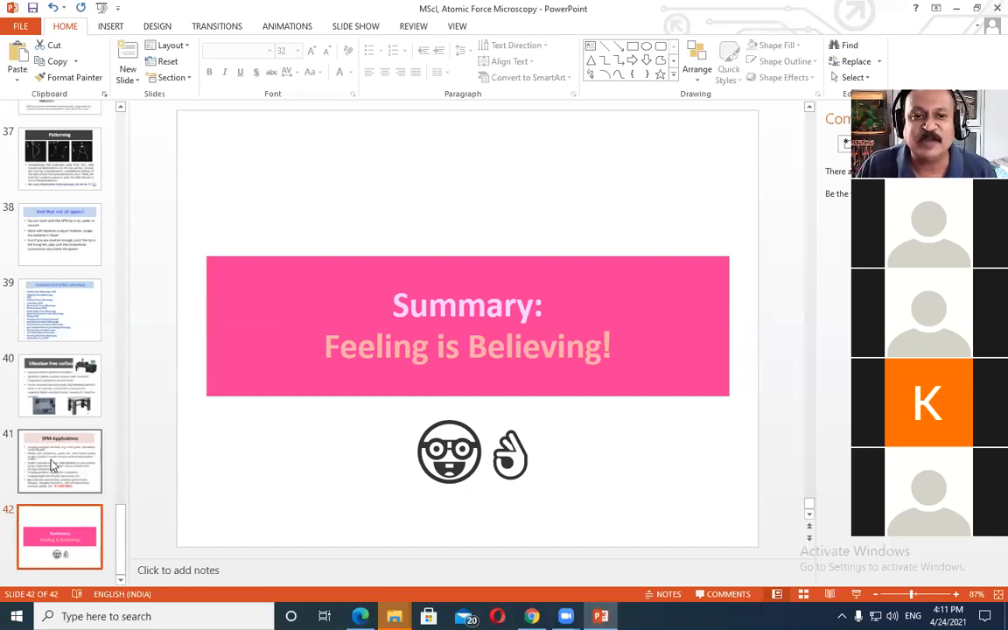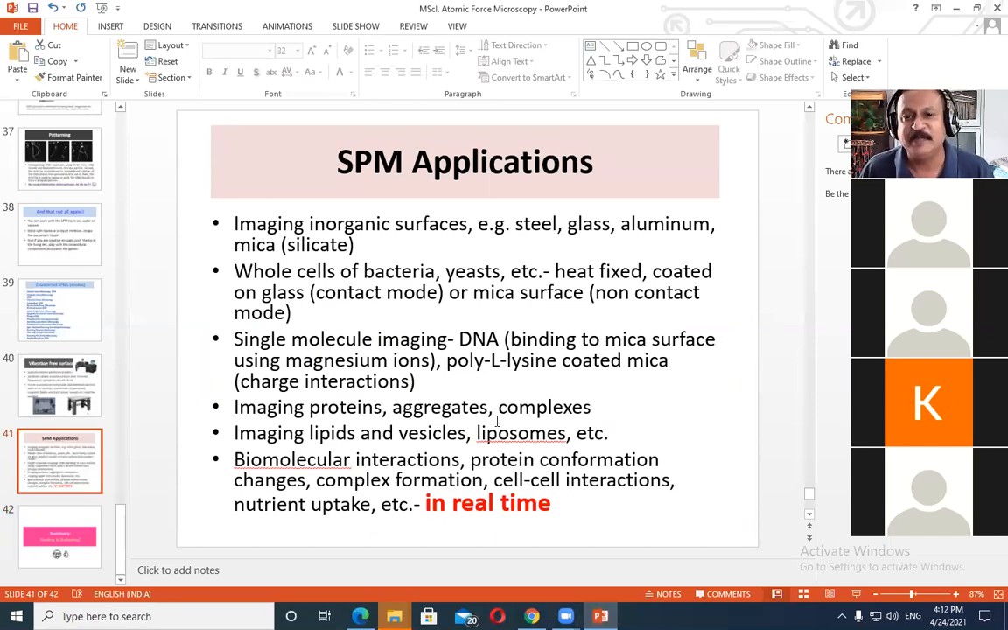Let us look at the applications. Imaging inorganic surfaces.